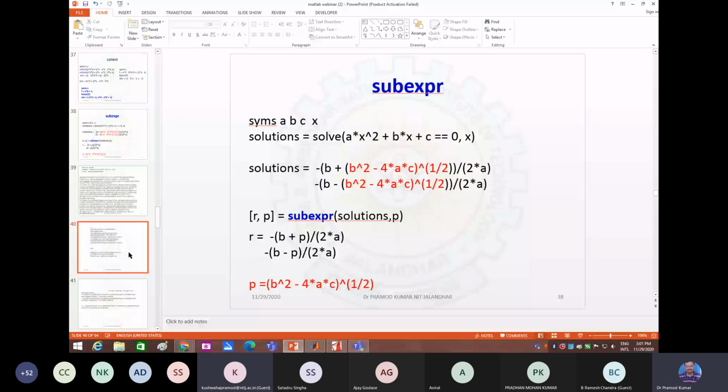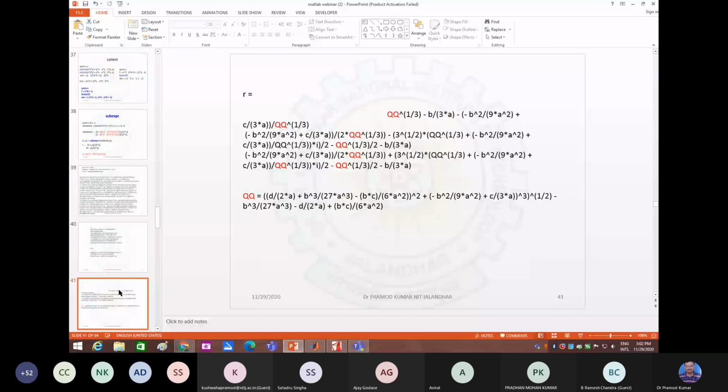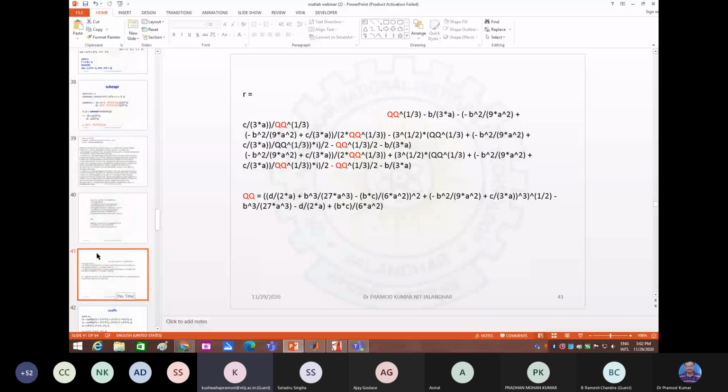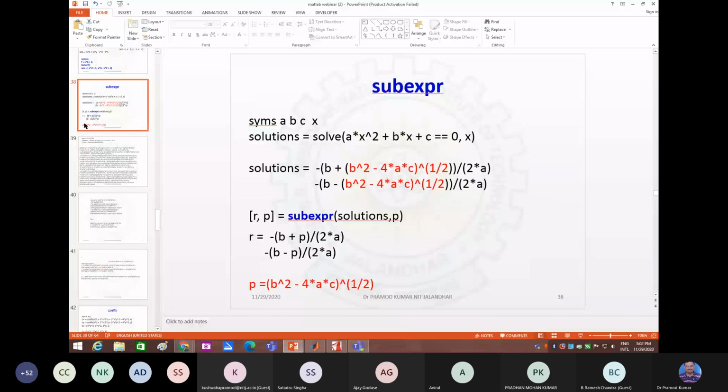I hope you understand the importance of this syntax, substitution, subs expression. Earlier we have only subs. We replace certain terms in the equation. Here, the big expression we can convert it to the smaller one.